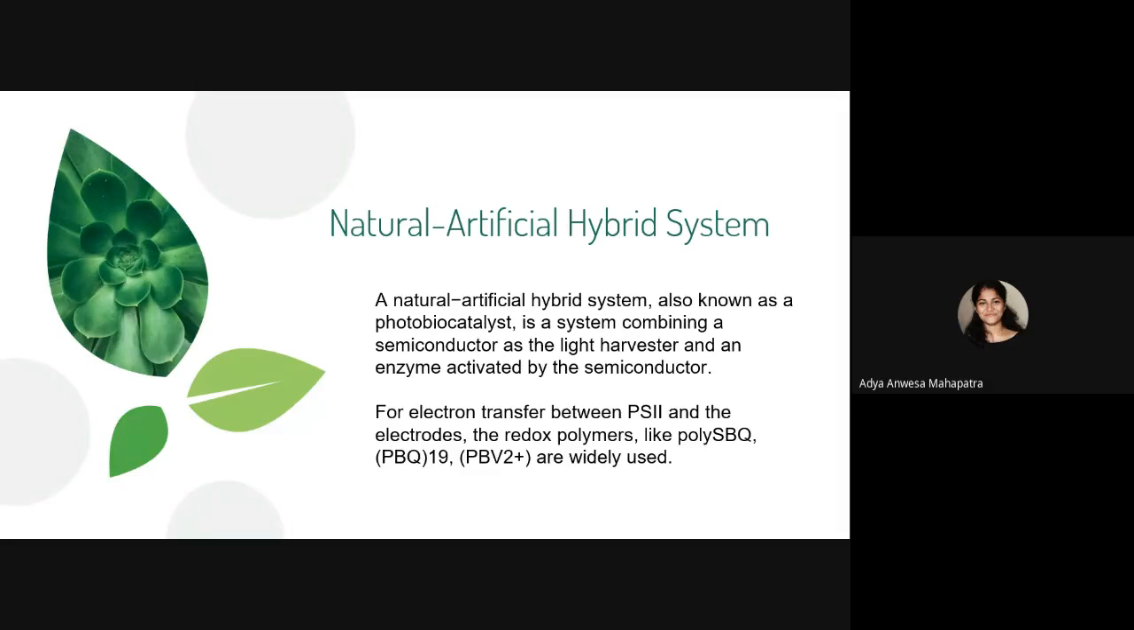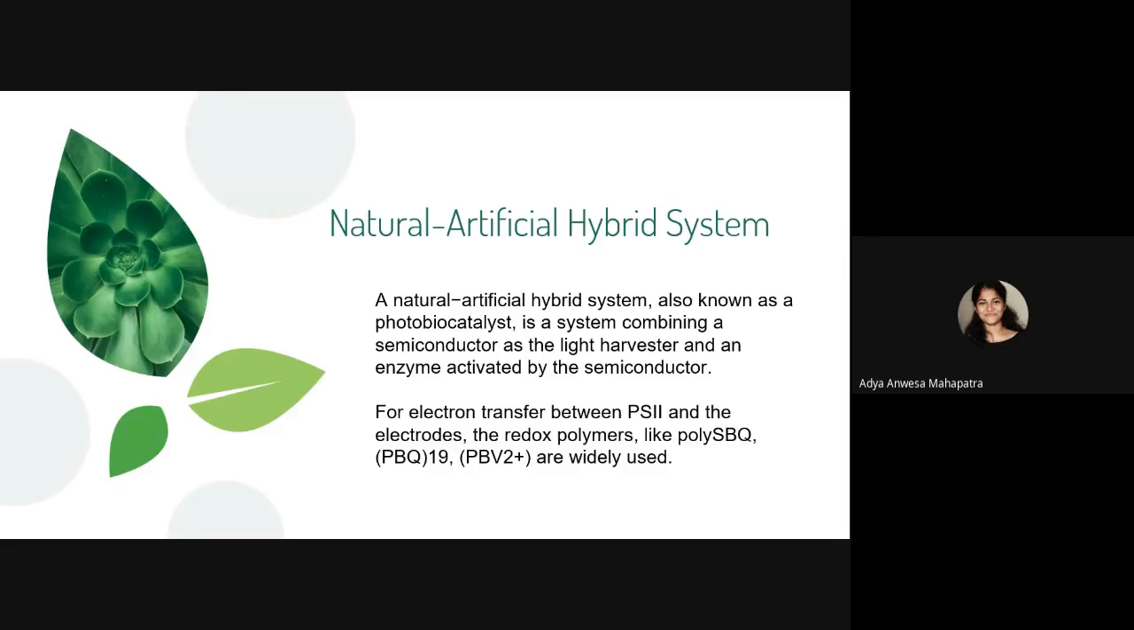A natural artificial hybrid system, also known as a photobiocatalyst, is a system combining a semiconductor as the light harvester and an enzyme activated by the semiconductor. The most widely studied photobiocatalyst system so far makes use of conduction band electrons of excited semiconductors to promote enzymatic reductions in PS2. In the early stage, research on PS2 modified electrodes was done for solar to chemical conversion. For electron transfer between PS2 and electrodes, redox polymers like polymercapto p-benzoquinone, polylysine benzoquinone, and polybenzyl viologen were widely used.